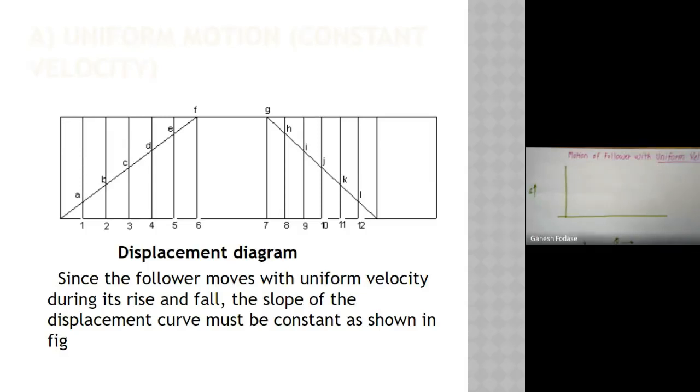So as we seen, there are different types of follower motion. I told you initially there will be rise, then there will be dwell, and there will be return. So let's say consider the follower is having first dwell, then there is rise for some period of time, followed by dwell, and again return. Means first the follower is stationary. Let's say from A to B, it is stationary, having dwell. Then there is rise from B to C.